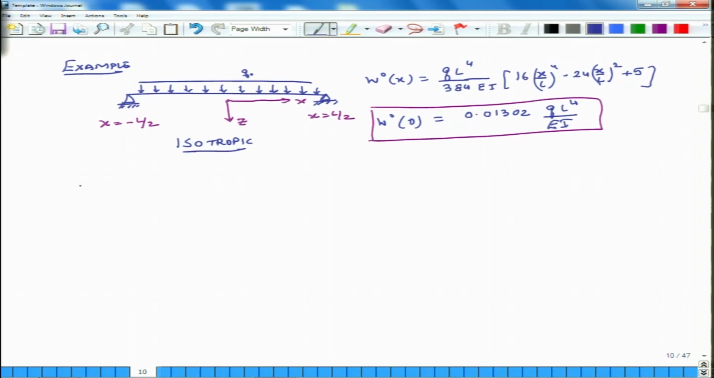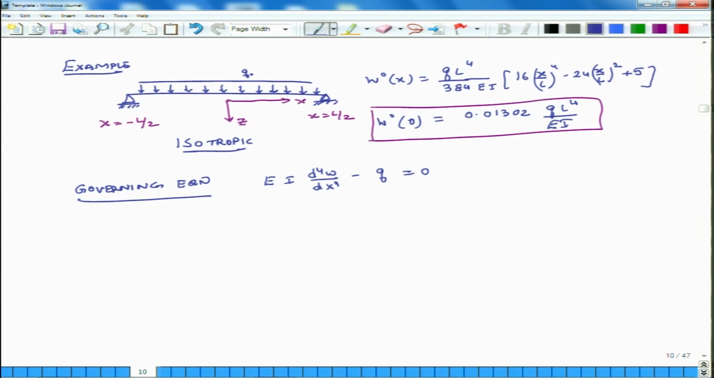So what is the governing differential equation? The governing differential equation for a beam is EI d4 W over dx4 minus q is equal to 0. So we have to solve this equation using principle of virtual work.